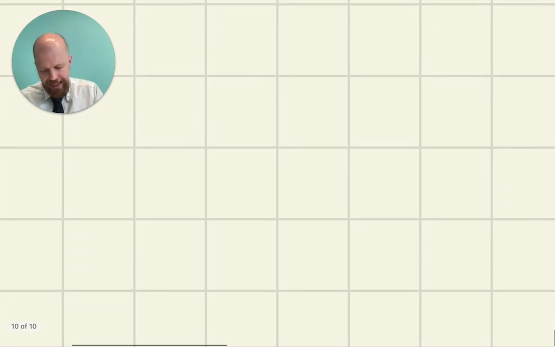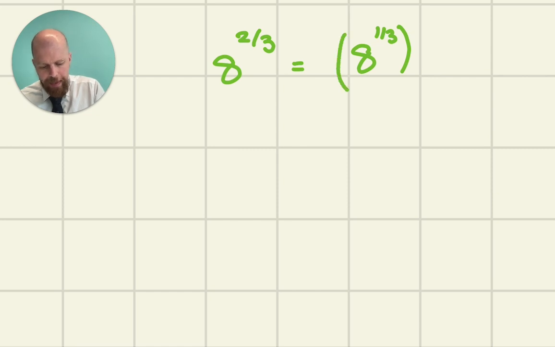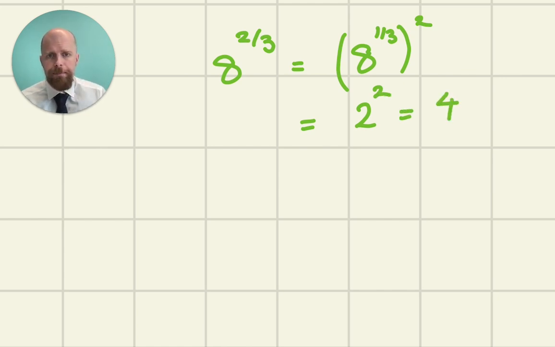How about if we did 8 to the power 2 over 3? In this case, we do 8 to the power 1/3, and then we square it. 8 to the power 1/3 is the cube root of 8. The cube root of 8 is 2, which we square, and that leaves us with 4.